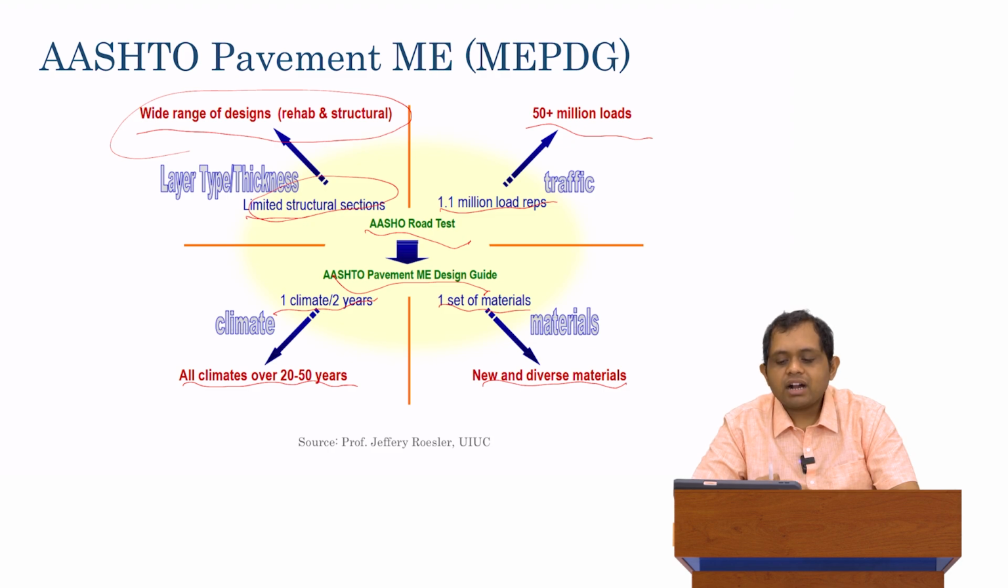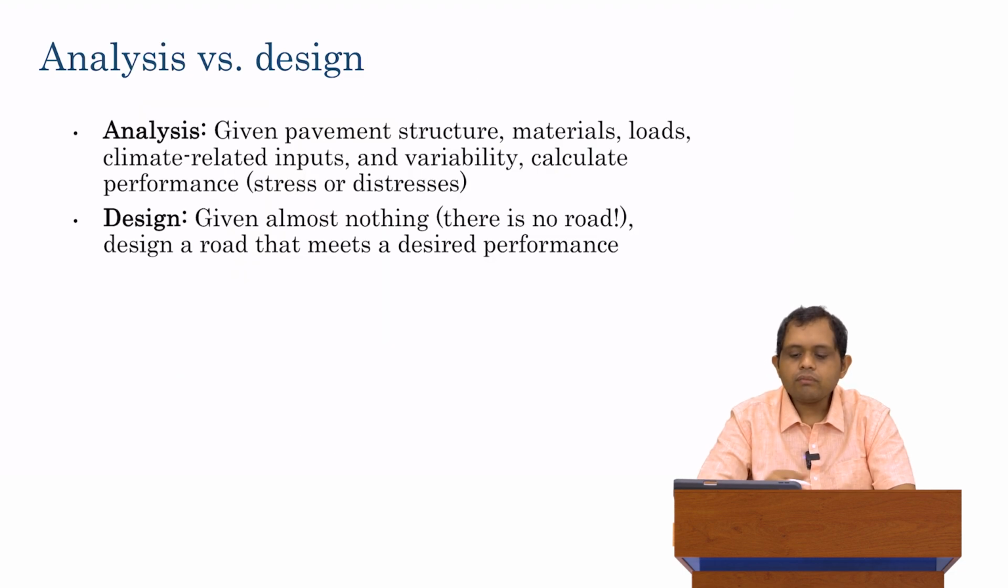So these are really the advantages of moving from the old AASHTO empirical guide to the mechanistic empirical design guide. And by the way, as we'll talk about a couple of lectures later, in India also, around the 2010s roughly, we moved from a purely empirical approach, largely based on the AASHTO road test and some experiences within India, to a new mechanistic empirical approach. So all these advantages which I'm giving for the MEPDG or the pavement ME also apply equally for the Indian experience.